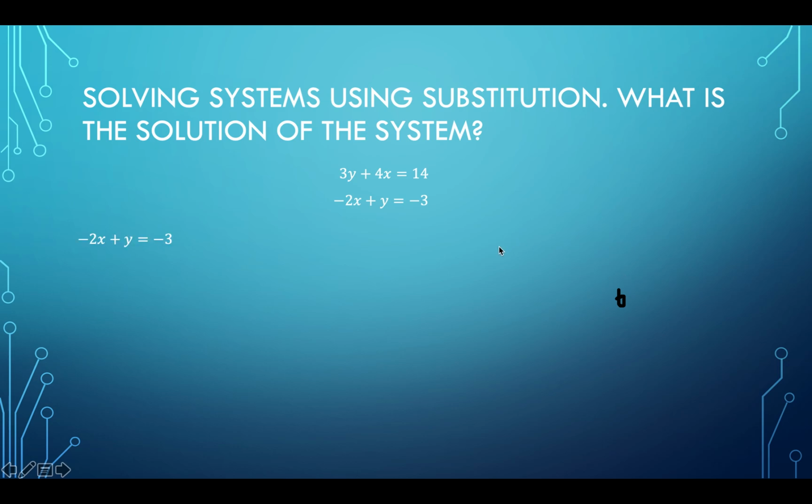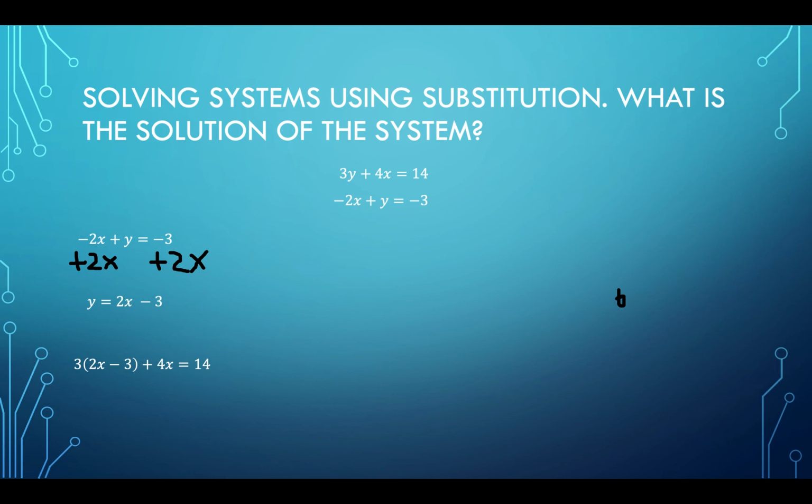So what you have to do first is get one of these equations to have either x by itself or y by itself. The first equation has a little more work involved because you're going to have to end up dividing by another number. We don't want to do all that extra work. So in the second equation, we have negative 2x plus y is equal to negative 3. So the y is all by itself. Let's get y by itself. To do that, we add 2x to both sides. When we do that, we get y is equal to 2x minus 3.